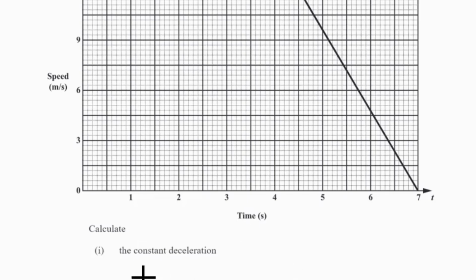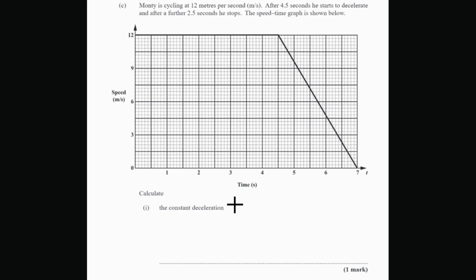And part 1 of this question asks us to calculate the constant deceleration. So how do we do that? Well, if you recall, the acceleration is equal to the change in speed over time, or the rate of change of speed relative to time, which some of you might recognize in this case would be the gradient of your speed time line. And how do you find the gradient?